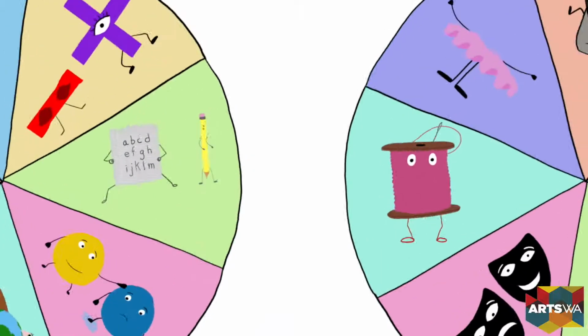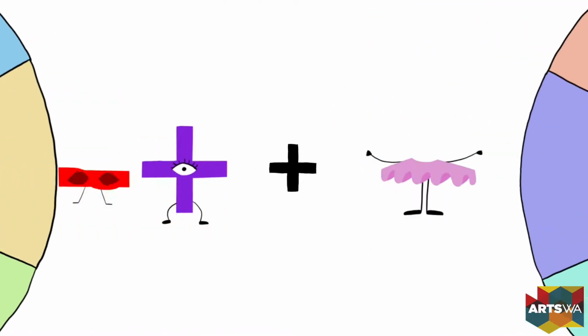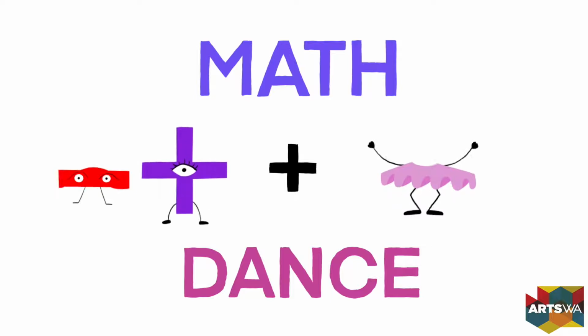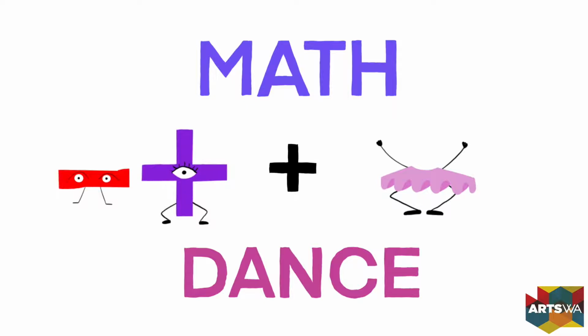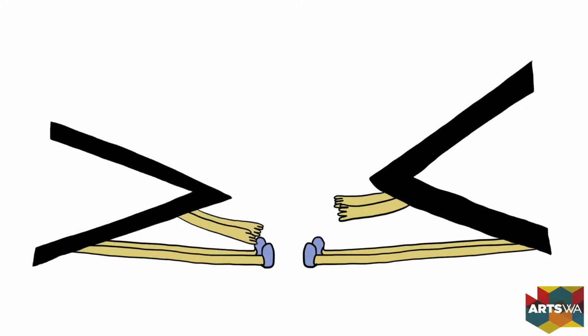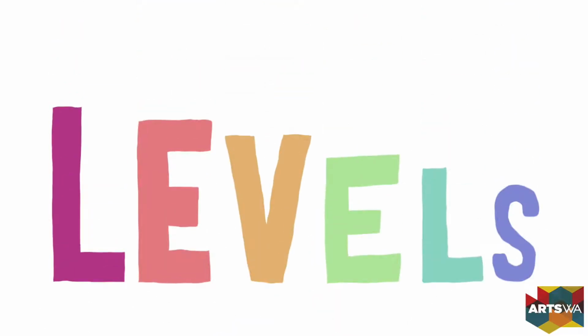The spinning wheels reappear. Here is an example integrating math with dance. The small black plus sign in the center, the words math above and dance below. Left are colorful plus and minus signs. On the right is the pink tutu. We can learn the math concept of greater than or less than through an element of dance called levels.